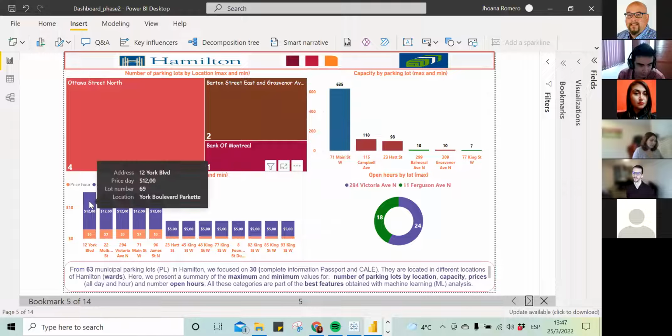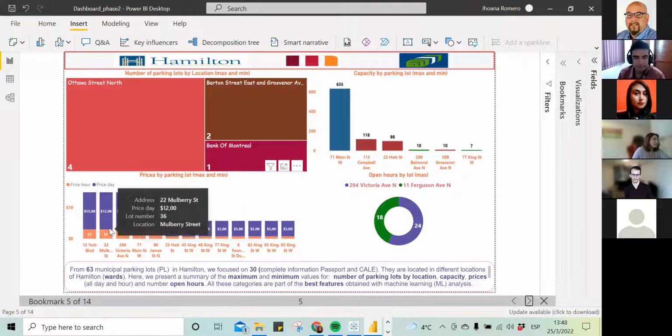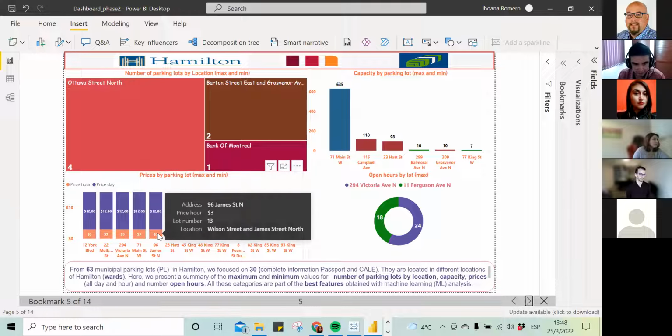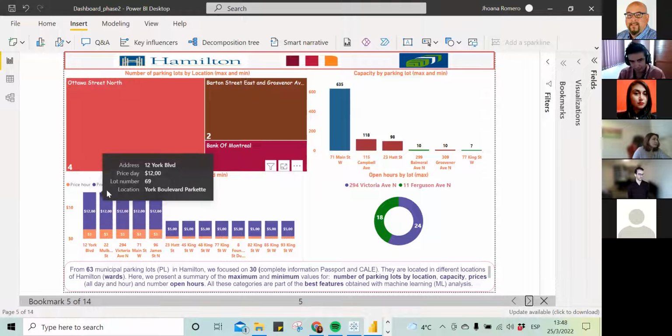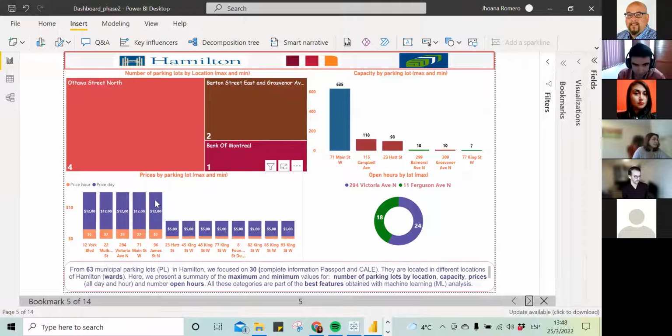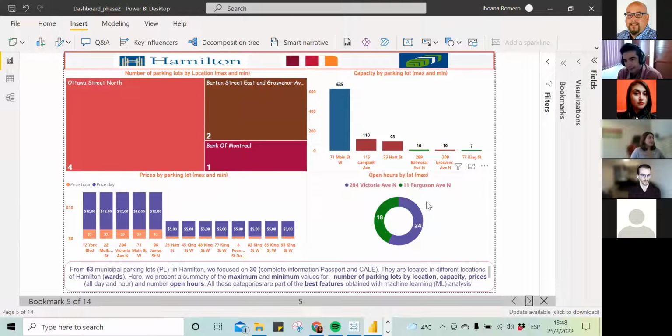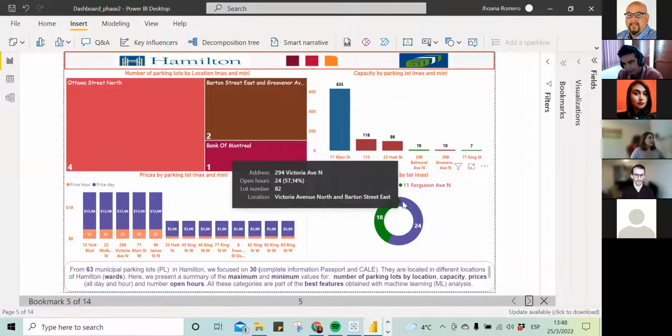And then there are the prices, in terms of the prices per hour and the prices for all day. And as you can see, here they go from the maximum to the minimum. And finally, you can see here the maximum and minimum open hours. It was 18 and 24.